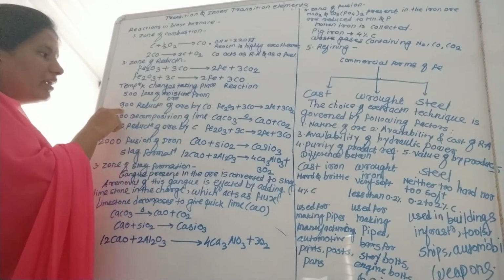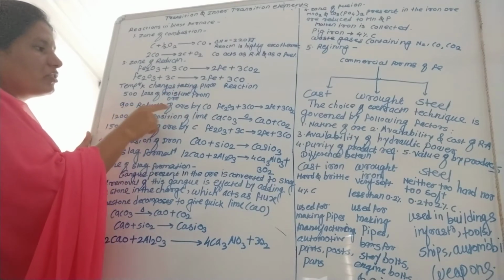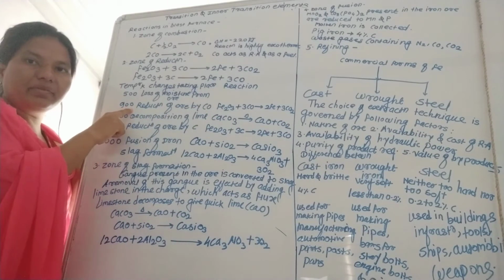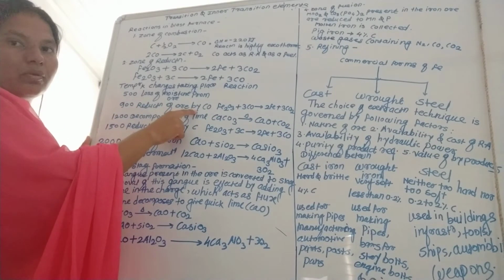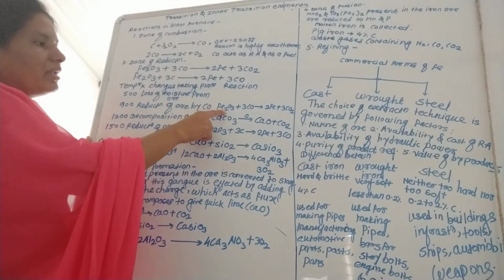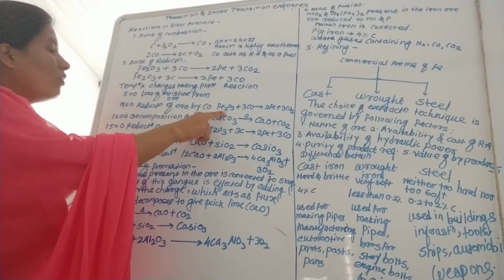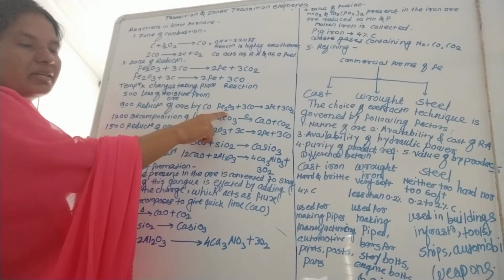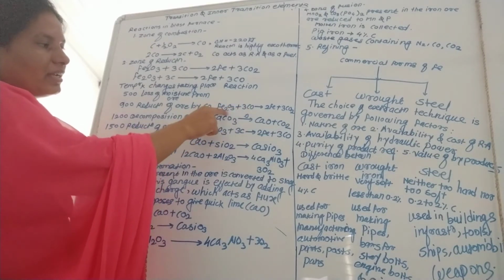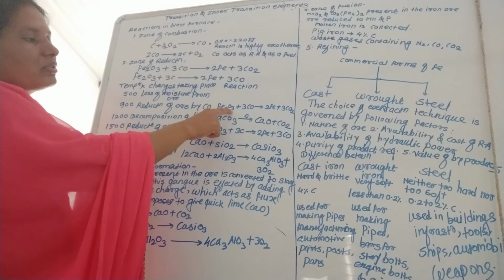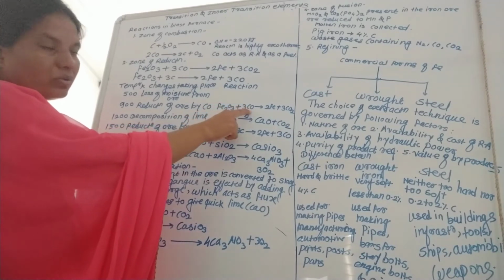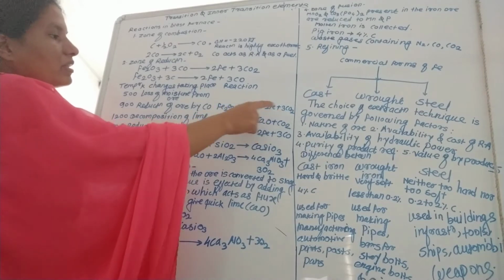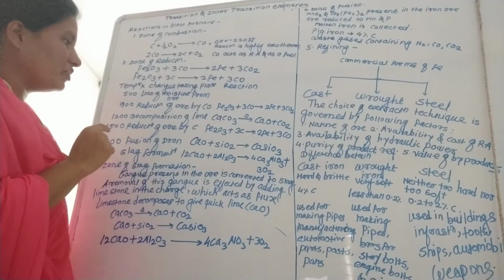At 900 Kelvin, reduction of ore by CO. What happens here? Reduction of ore by CO. This is your ore and reduction takes place. It gets oxidized and it gets reduced. All the oxygen of this ore gets converted into carbon monoxide, which gets oxidized into carbon dioxide, and Fe is formed.